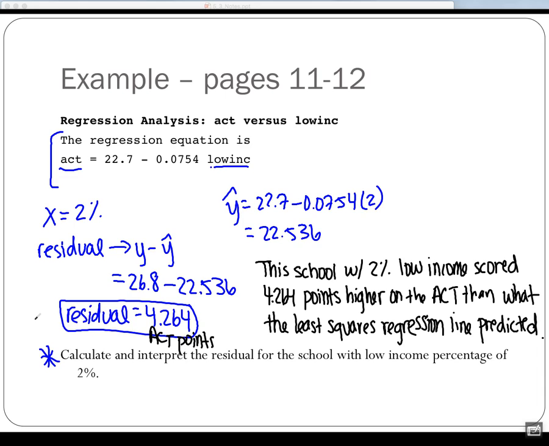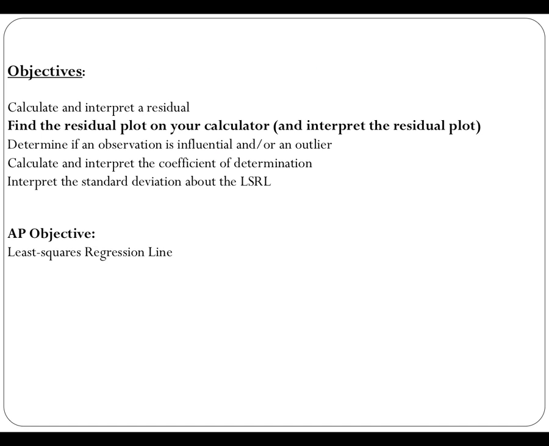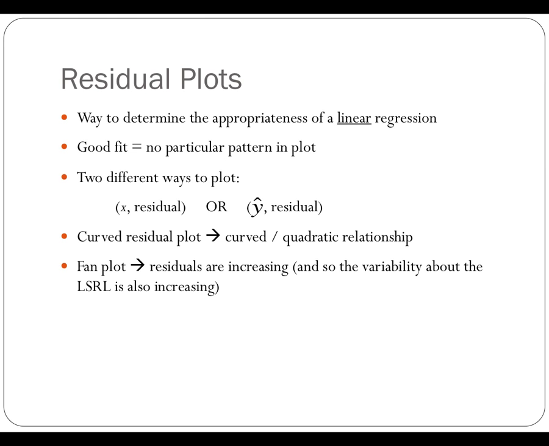Now, you might be asked to calculate a residual, but more important than that is all of the residuals. So generally what we do is we look at the residuals from all the points. So that's what we're going to do next. Next, we're looking at residual plots. A residual plot helps us determine the appropriateness of our least squares regression line.